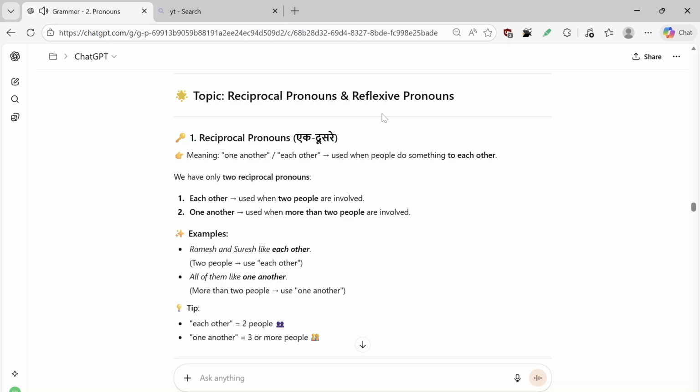Examples: Ramesh and Suresh like each other. 2 people, use each other. All of them like one another. More than 2 people, use one another. Tip: each other equals 2 people. One another equals 3 or more people.